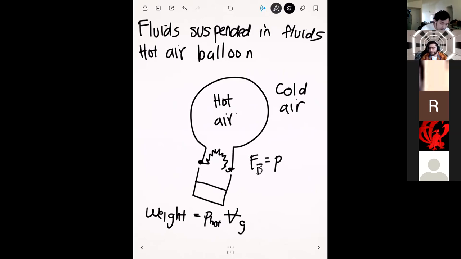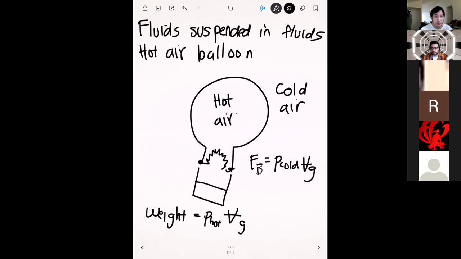And then the buoyant force, which comes from the fluid that the hot air balloon is suspended in, you can compute as the density of the cold air multiplied by the same volume times gravity. Since the density of the cold air is higher than that of the hot air, you have a net upward force for the hot air balloon. And that's kind of how it works.